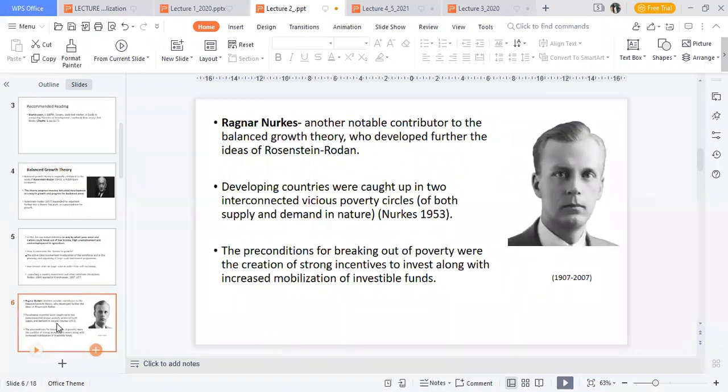Another notable contributor to the balanced growth theory, who developed the ideas of Rosenstein-Rodan. So it's like a continuation of what this man came to say. So I'm sure he also touched on investments. He will not touch on anything different from what the first one came to say. Developing countries were caught up in interconnected vicious poverty cycles of both supply and demand in nature.